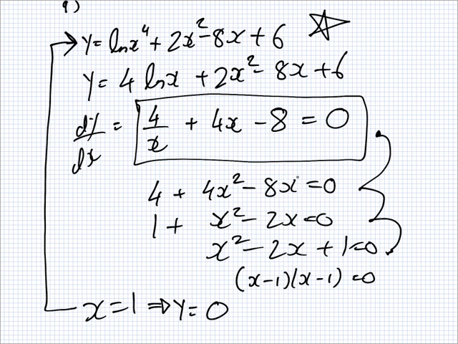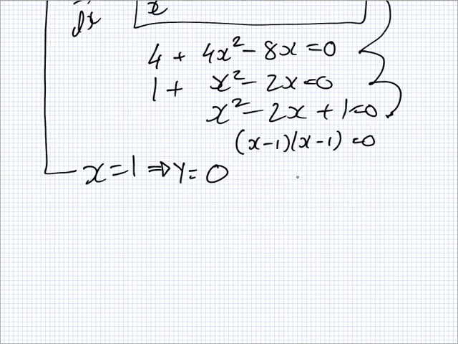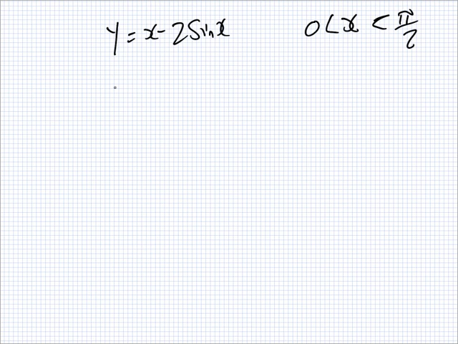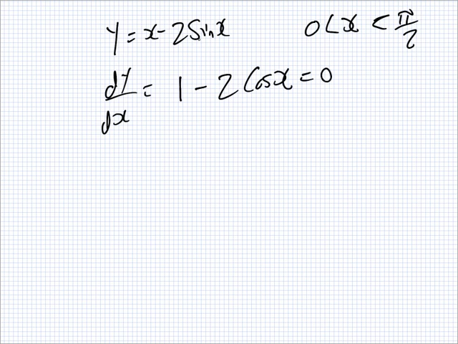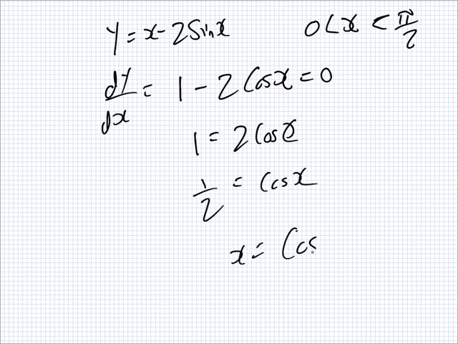Can you just explain, on which one? At the same page? Yeah, the sine. Okay, so here we have y equals x minus 2 sine x, and x is between 0 and pi over 2. So the derivative here, dy/dx, equals 1 minus 2 sine x. No, I'm sorry, 1 minus 2 cos x equals 0. So x becomes 1 and 2 sine becomes 2 cos. So is that okay so far? And then you say 1 equals 2 cos x. 1 over 2 equals cos x. So x is cos inverse 1 over 2.